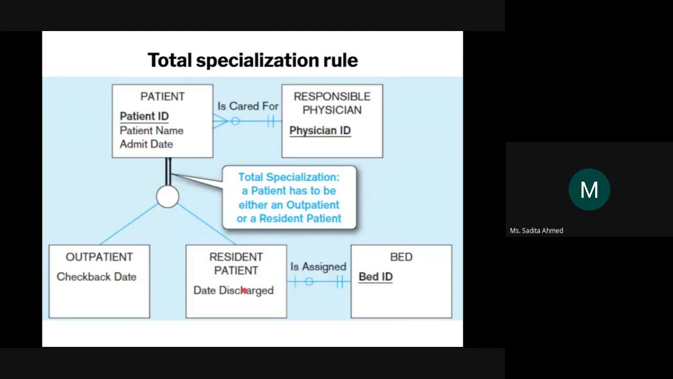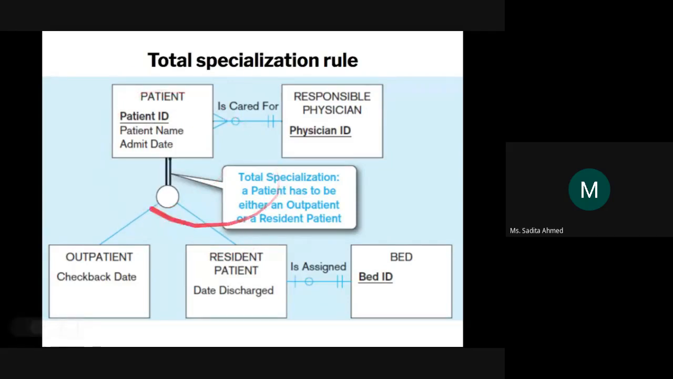We cannot keep such a patient in the database. Basically it means that if there is a row in the patient table, that row must be there either in this table or in this table. As simple as that. There cannot be any patient who is neither outpatient nor resident patient. At least one of the two must hold.